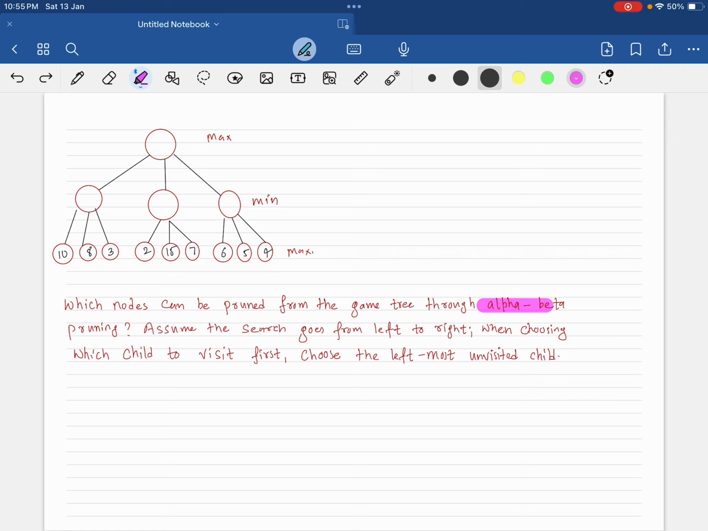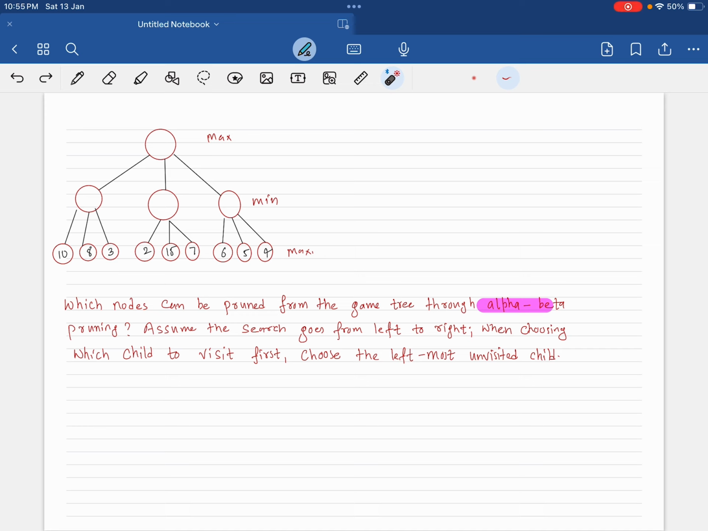So it's alpha beta pruning, and basically what we have to find is which subtree we are going to prune, right? Here this node is the max node, and these nodes are the min nodes, and again these nodes are the max nodes, but these are the leaf nodes with the values that are the output of the utilities, right?